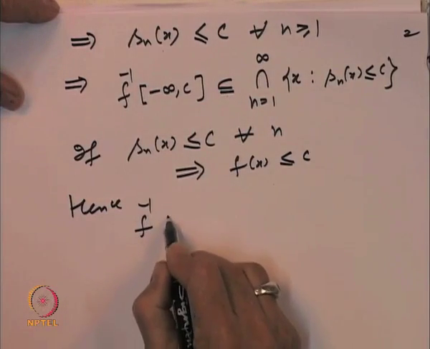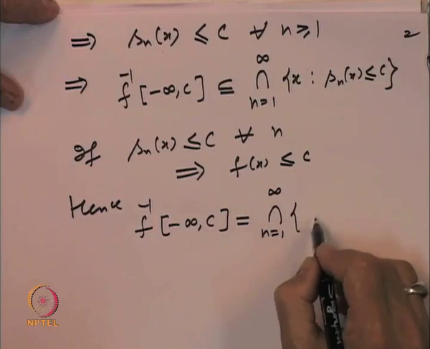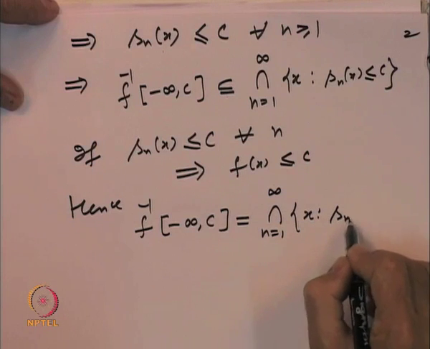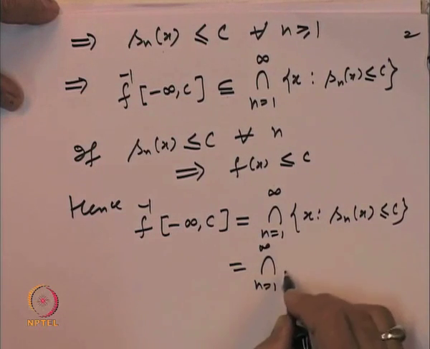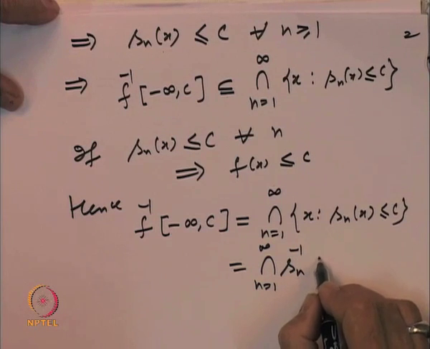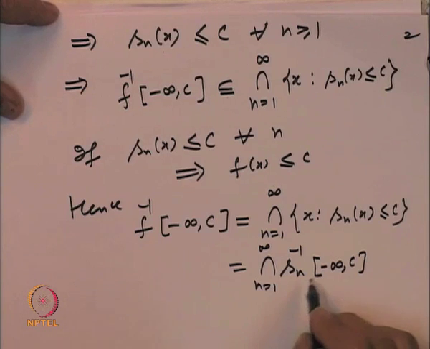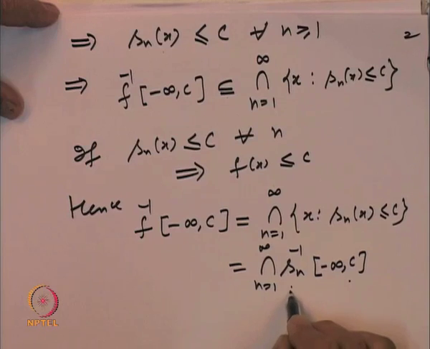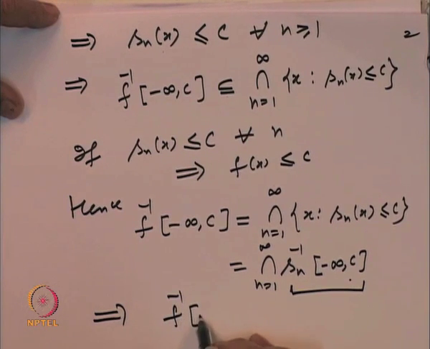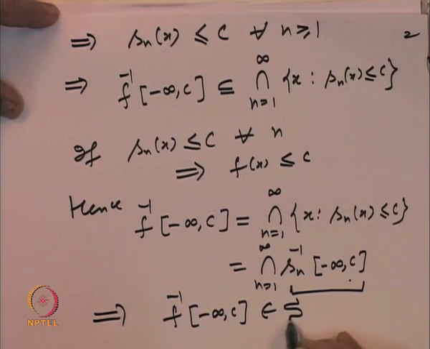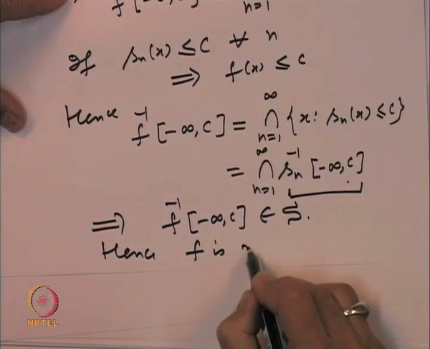So, hence f inverse of minus infinity to C can be written as the intersection n equal to 1 to infinity of x such that S n of x is less than or equal to C, and that is the same as the intersection n equal to 1 to infinity of S n inverse of the interval minus infinity to C. And S n's being simple measurable functions, each one of these sets is an element in the sigma algebra S. So, this implies that f inverse of minus infinity to C belongs to the sigma algebra S. So, hence f is measurable.